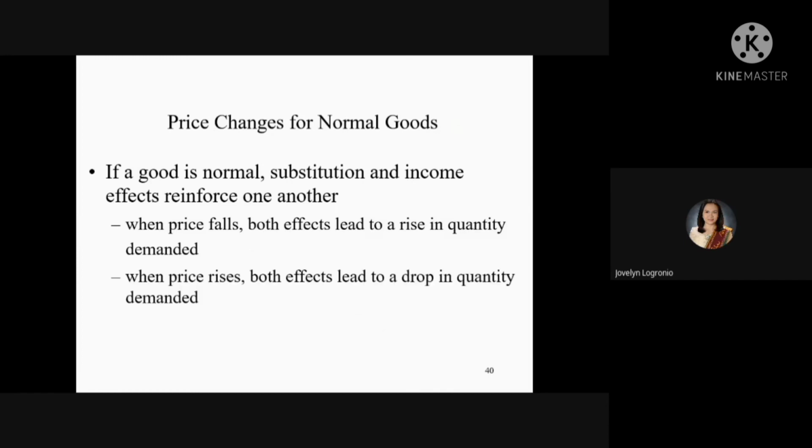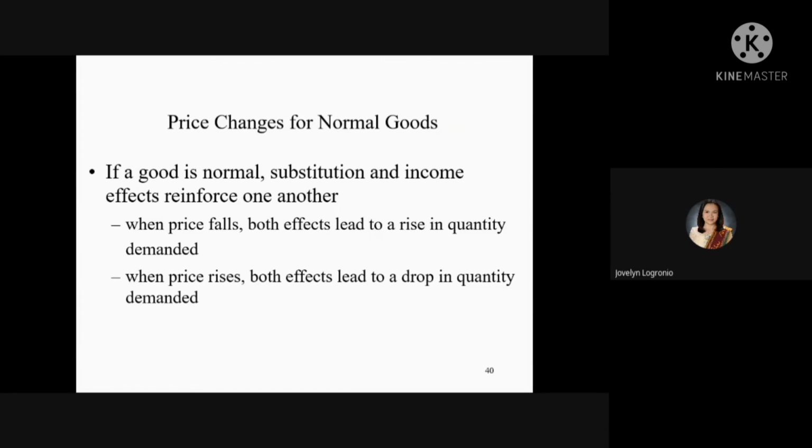So if a good is normal, what idea did we get? If a good is normal, substitution and income effects reinforce one another. So if a good is normal, the direction of substitution and income effects are the same. When price falls, both effects lead to a rise in quantity demanded. And when price rises, both effects lead to a drop in quantity demanded. So that is what happened to good X.